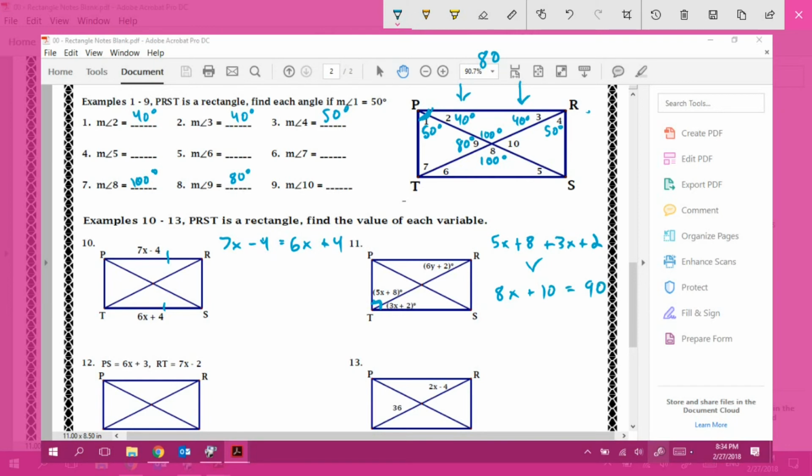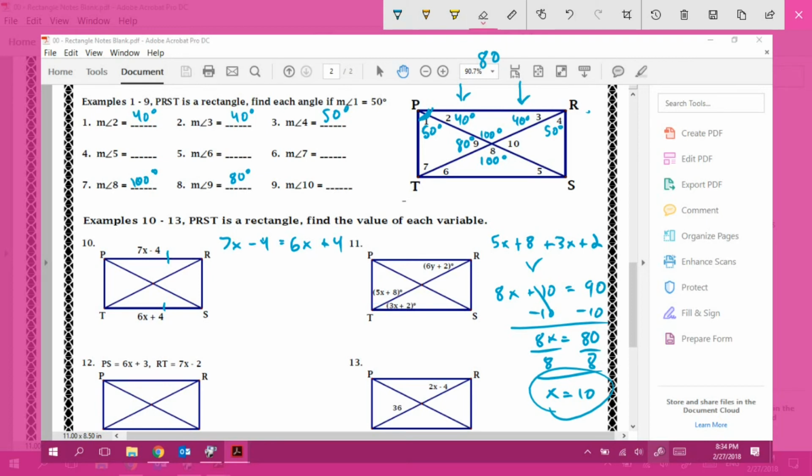To find x, we're going to subtract 10 from both sides. And then we get that 8x equals 80. Then divide by 8 on both sides. And x equals 10. So then I found x equals 10. Now I need to find y. And what can I use to find y?